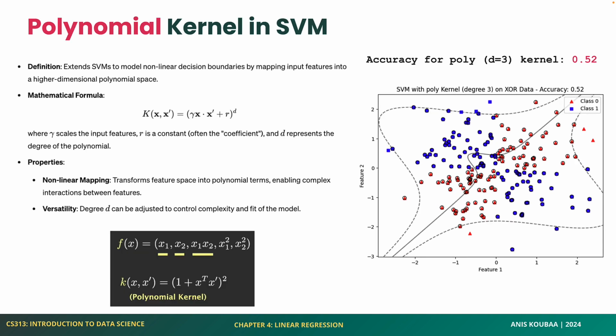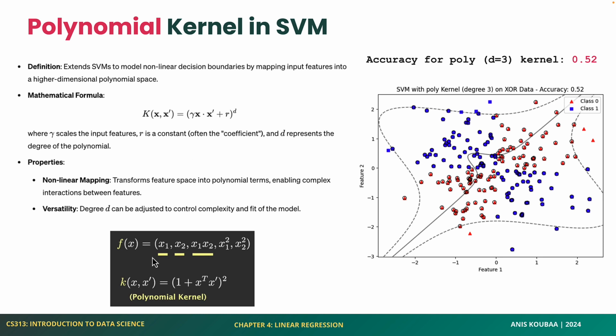We can apply polynomial. Look, this is polynomial at degree 3. What does it mean? So what is the accuracy now? Better or smaller? Look, it's a more complicated curve for the separation, but complicating the model doesn't mean that we're going to have a better accuracy. Okay, and this is the polynomial kernel.